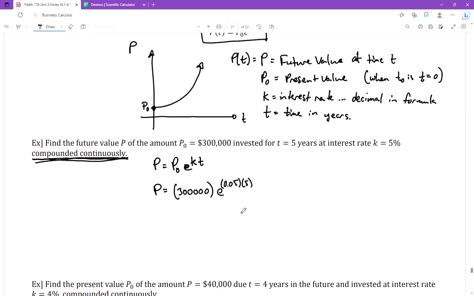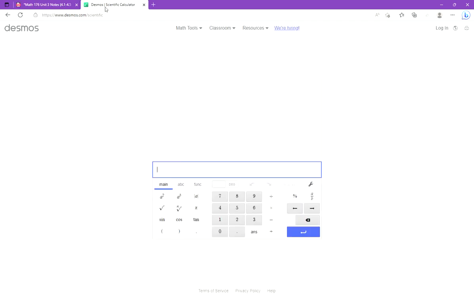And then we could enter this all in one big step in the calculator. Let's just enter it. So I've got my calculator ready. I'm just going to use Desmos. So 300,000 and then e to the, now you might need parentheses on this part. So it's 0.05 times 5, like that. And then that is our final answer.